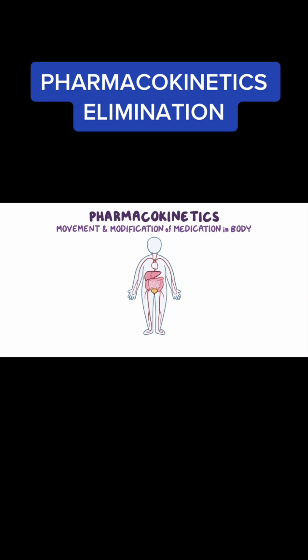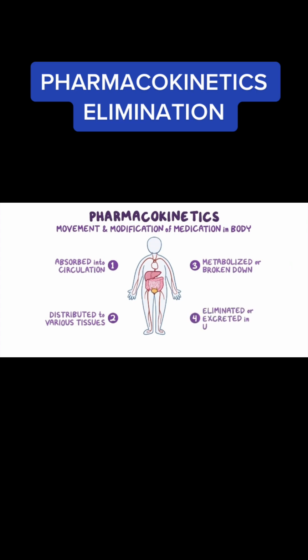Pharmacokinetics refers to the movement and modification of a medication inside the body. So once the medication is administered, first it has to be absorbed into the circulation, then distributed to various tissues throughout the body, metabolized or broken down, and finally eliminated or excreted in the urine or feces. You can remember this with the acronym ADME, which stands for absorption, distribution, metabolism, and elimination.